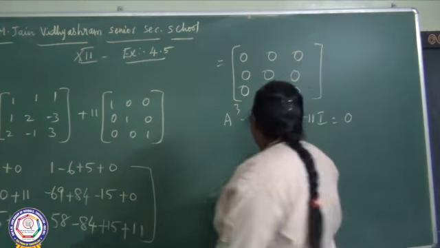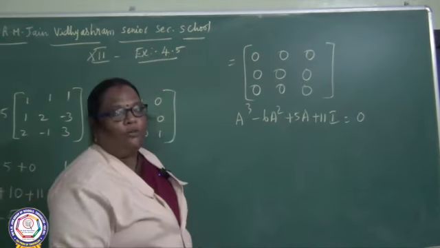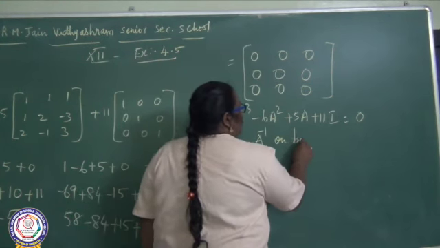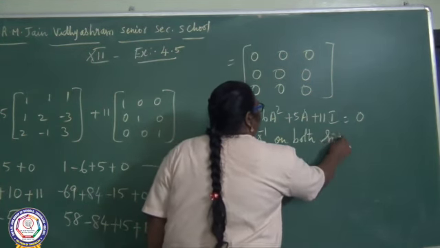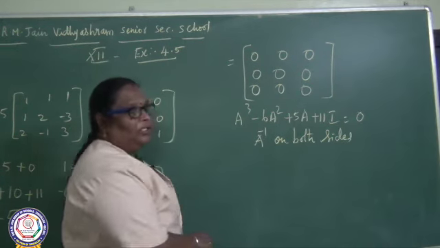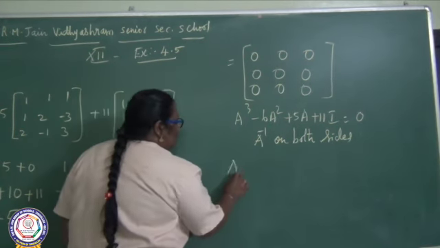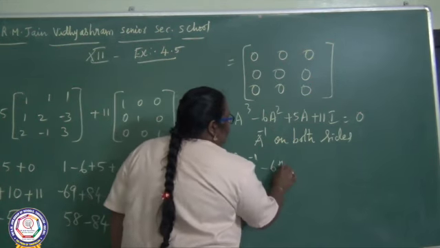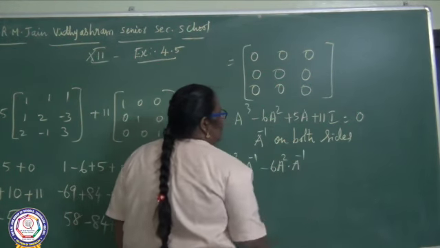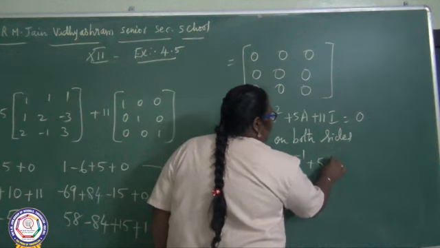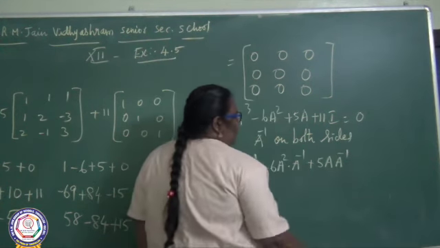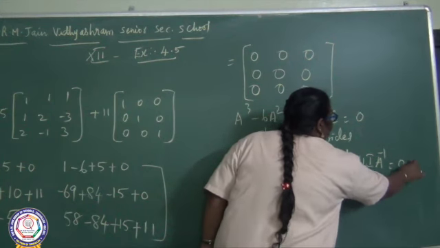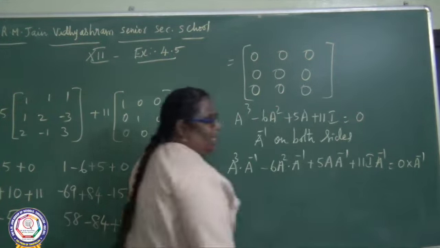Now we are going to that. See that sum to find the value of A inverse. Multiply A inverse on both sides. We will multiply the term. See, A cube into A inverse minus 6 A square into A inverse plus 5 A into A inverse plus 11 I into A inverse equal to 0 into A inverse.